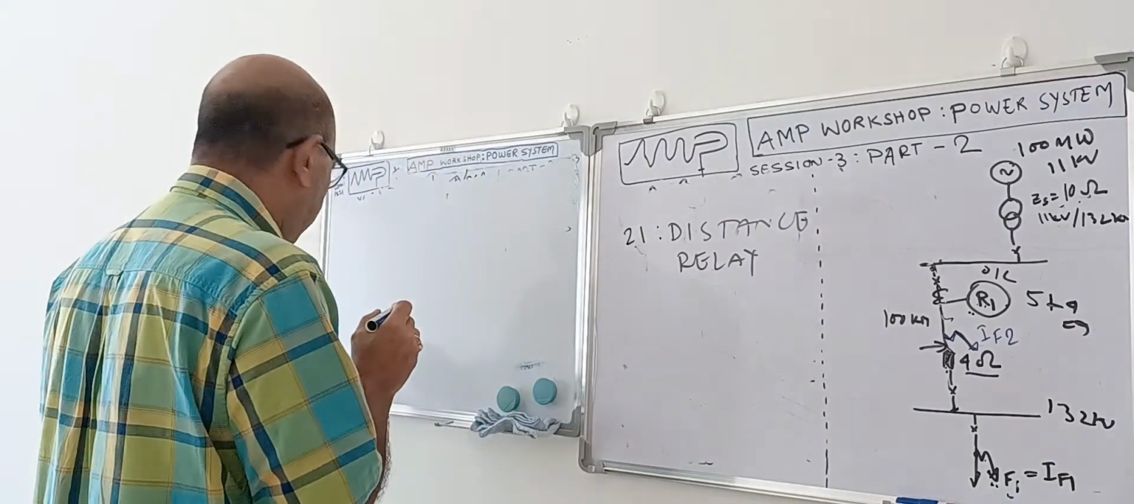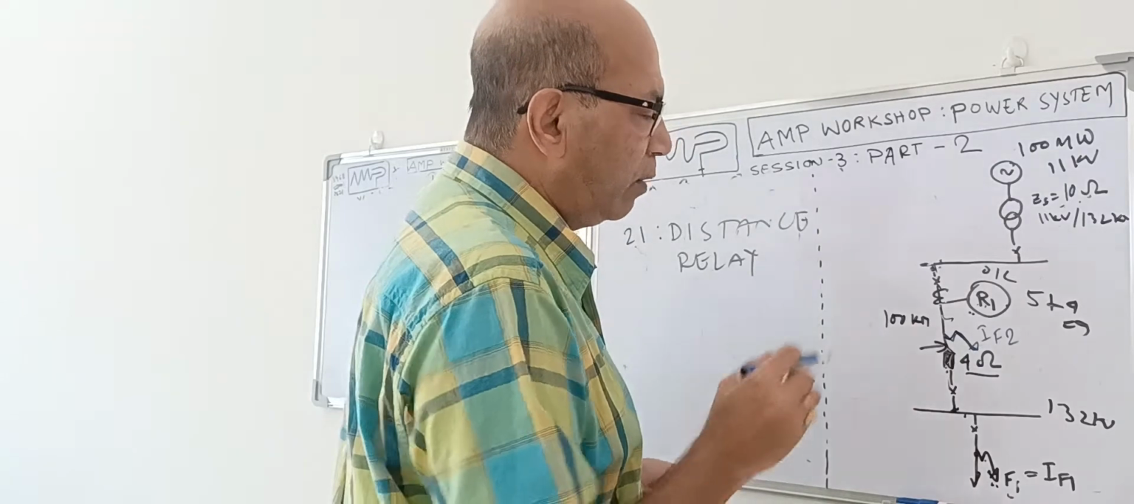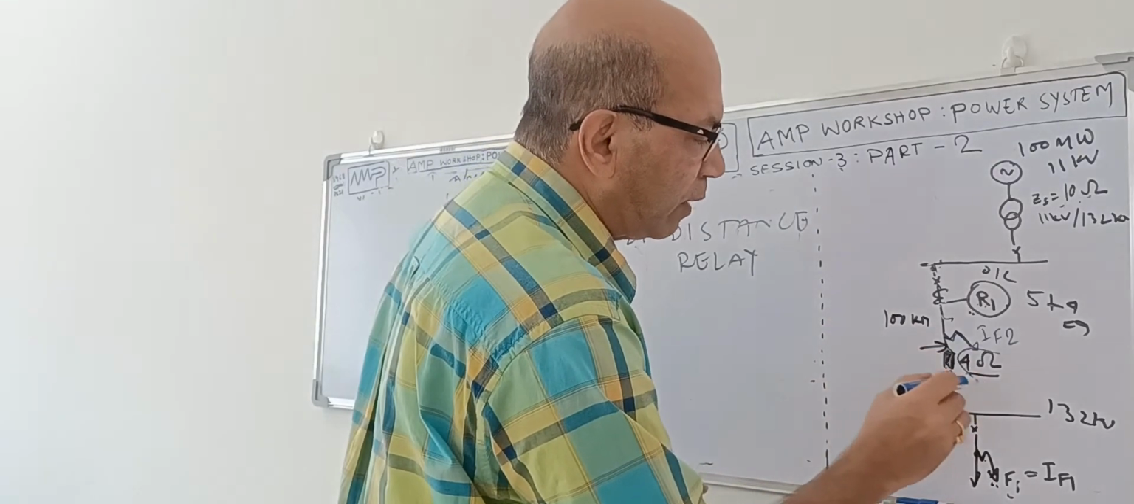How is that? I am showing you. Suppose this is a transmission line of 100 kilometers. Now, suppose the resistance of this I have considered as 4 ohm.